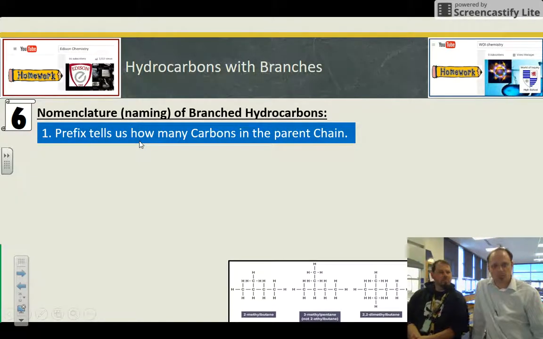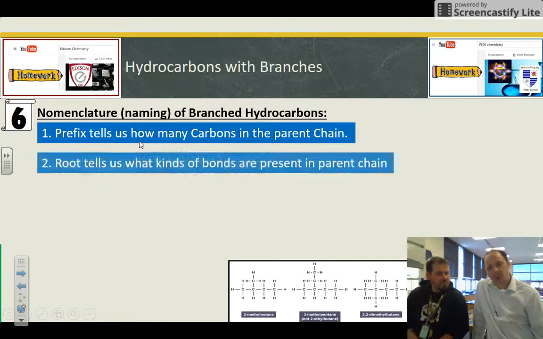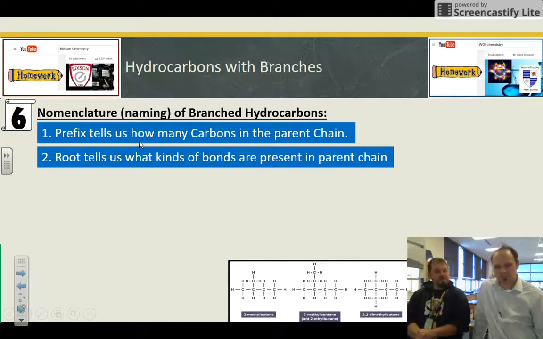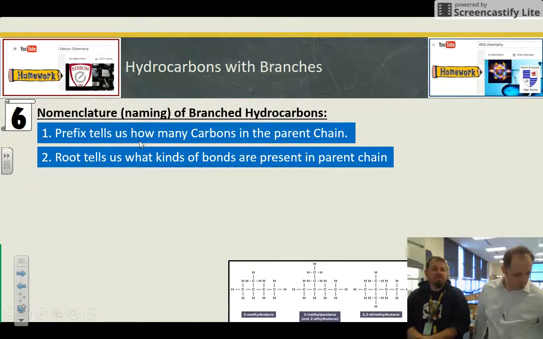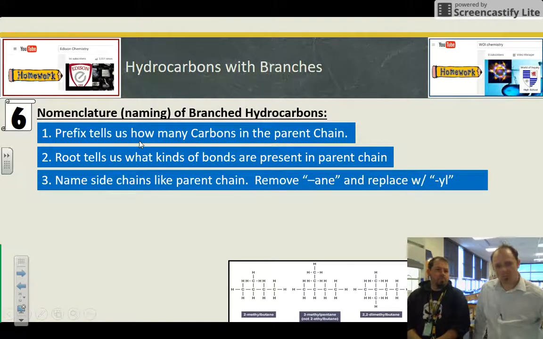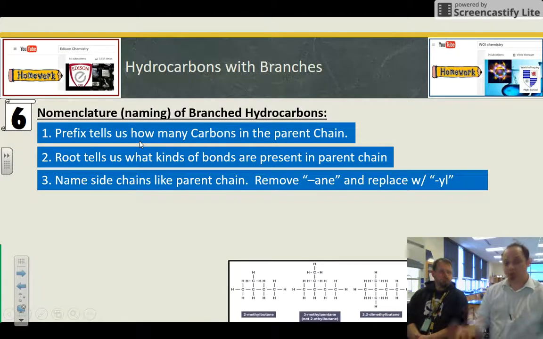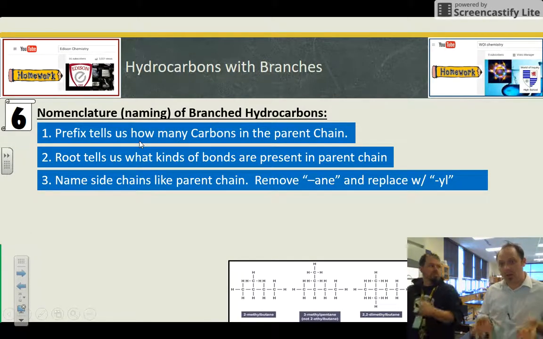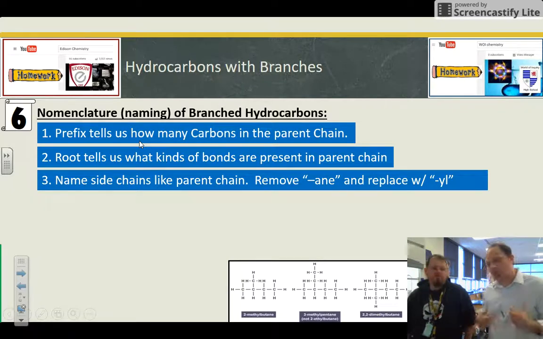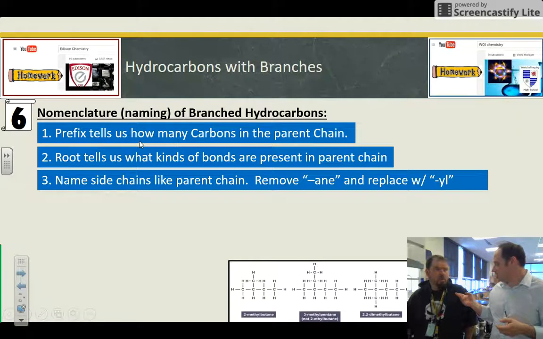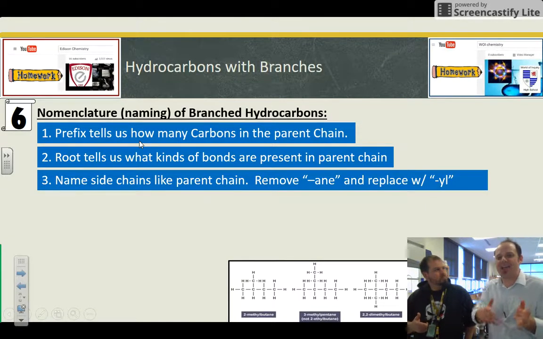Just like normal, the prefix tells us how many carbons are in the parent chain. The root tells us what kind of bonding is present in the parent chain. The nice thing about the branches is they have to be single bonded on. For the side chains, like a parent chain, we remove the ane and end with yl. So for example, a chain that is one carbon long won't be methane, it'll be methyl. A chain that is two carbons long will be ethyl, not ethane. Three carbons? Propyl. I misspoke earlier.